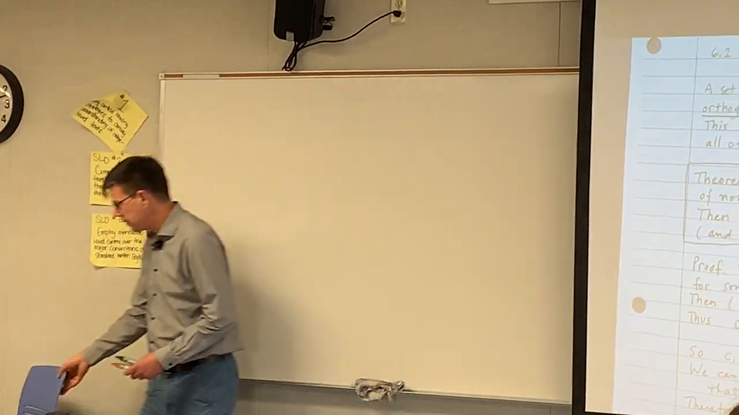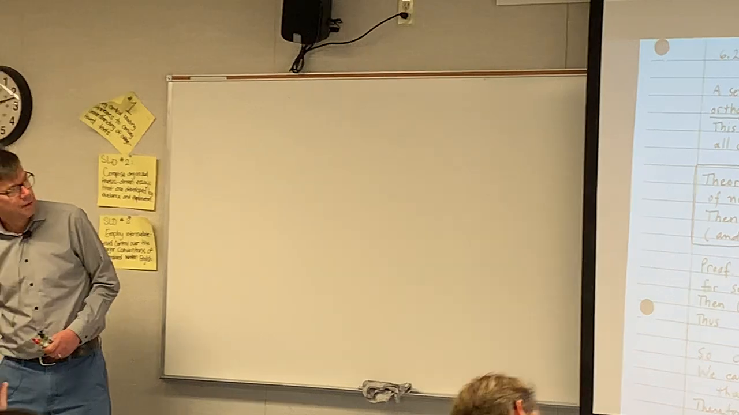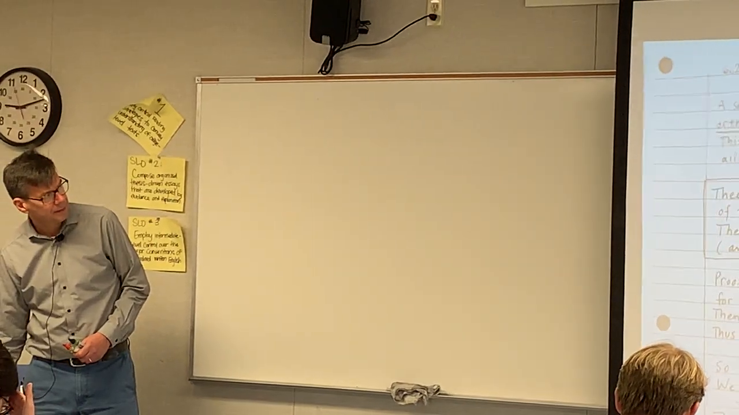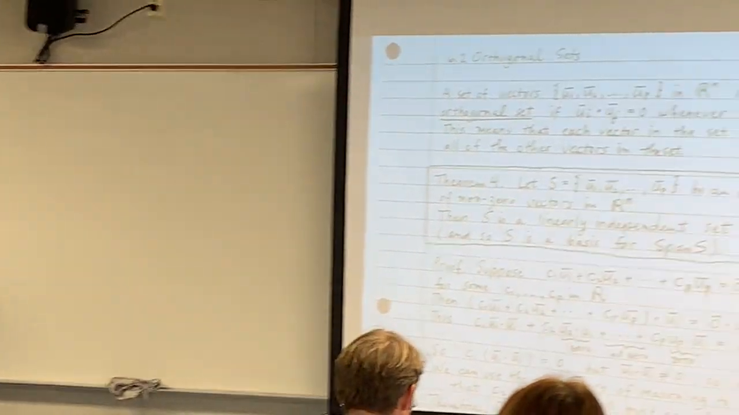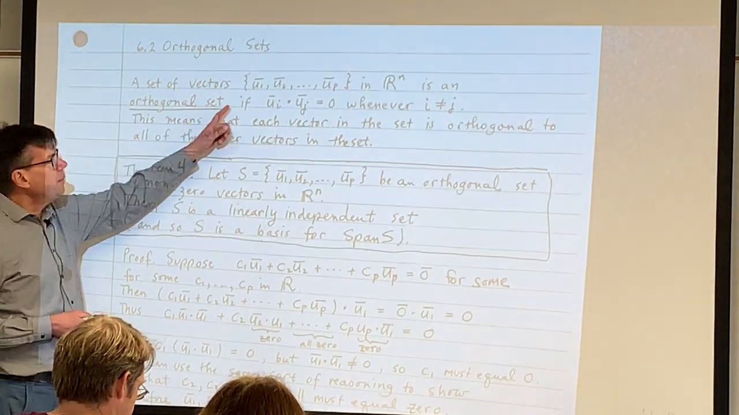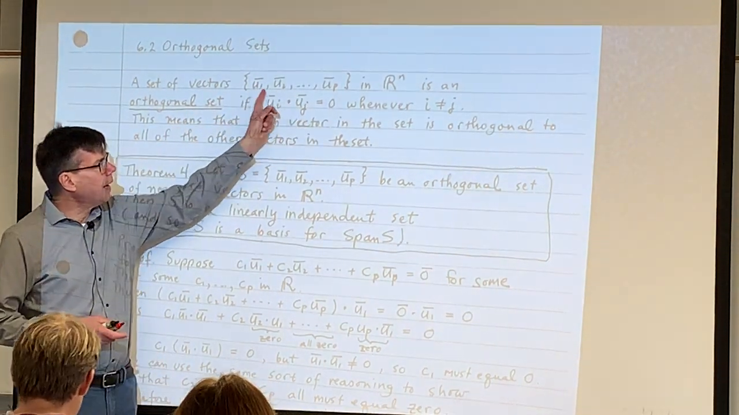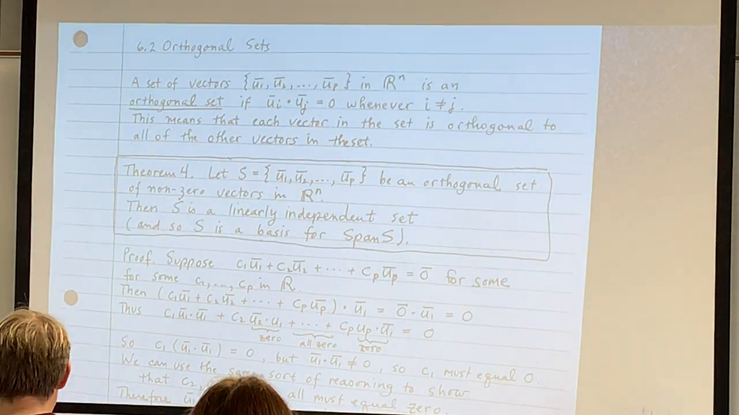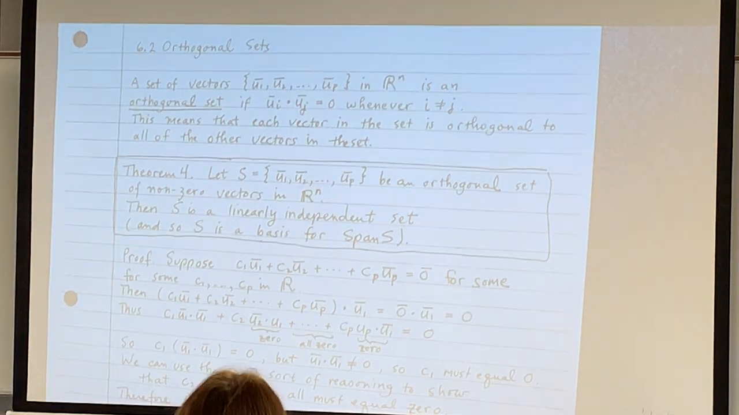Okay, so let's see. We want to get to some problems today. So let's get started and get back into this idea of an orthogonal set of vectors, meaning that if you take any two out of the set, they're perpendicular, they're orthogonal to each other.